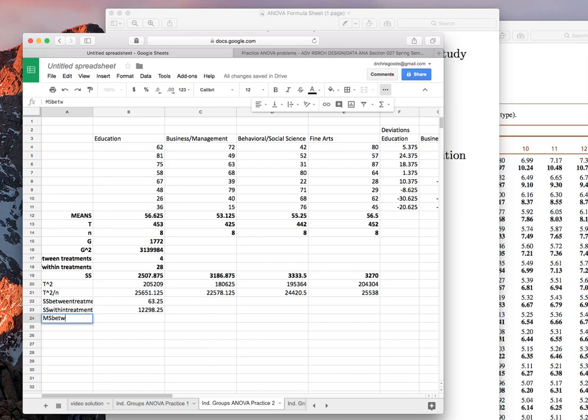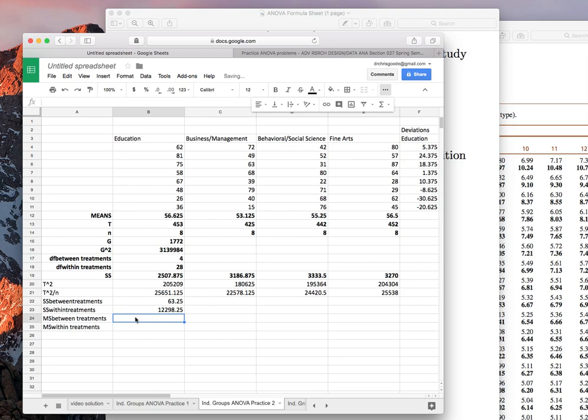And now we can do mean squared for each one. We need our degrees of freedom, which I already calculated for you guys earlier. Mean squared between is sum of squares over degrees of freedom. Mean squared within is sum of squares over degrees of freedom. And now we can calculate F as mean squared between divided by mean squared within. Wow, F is really, really small. Look at that.